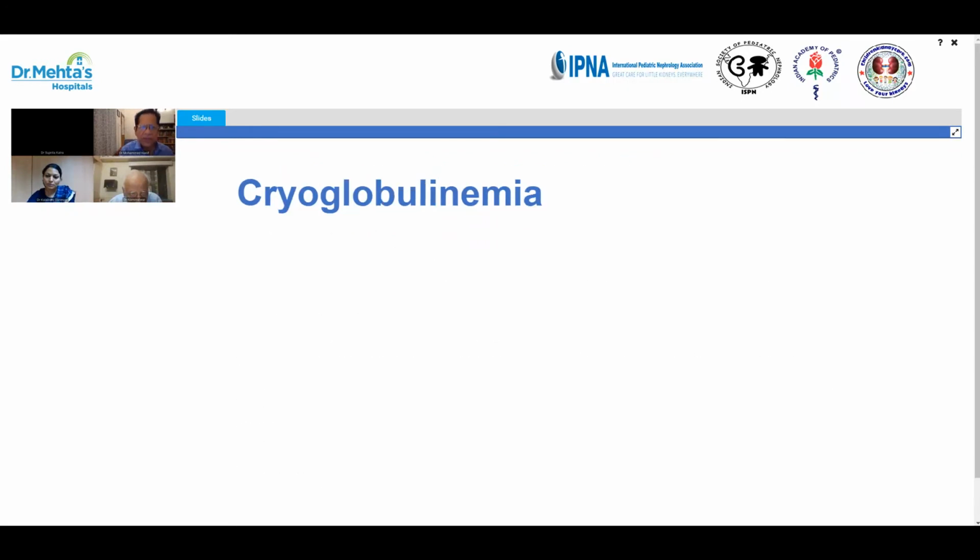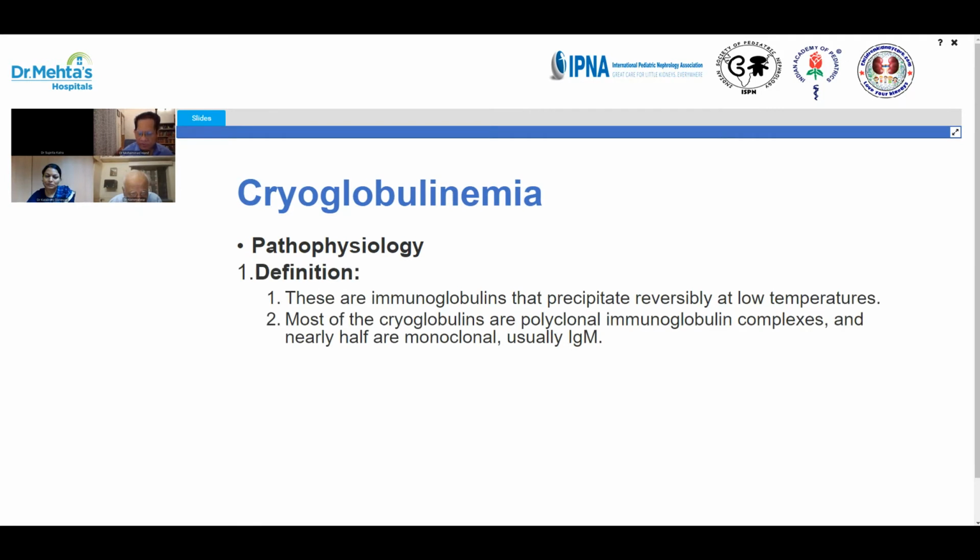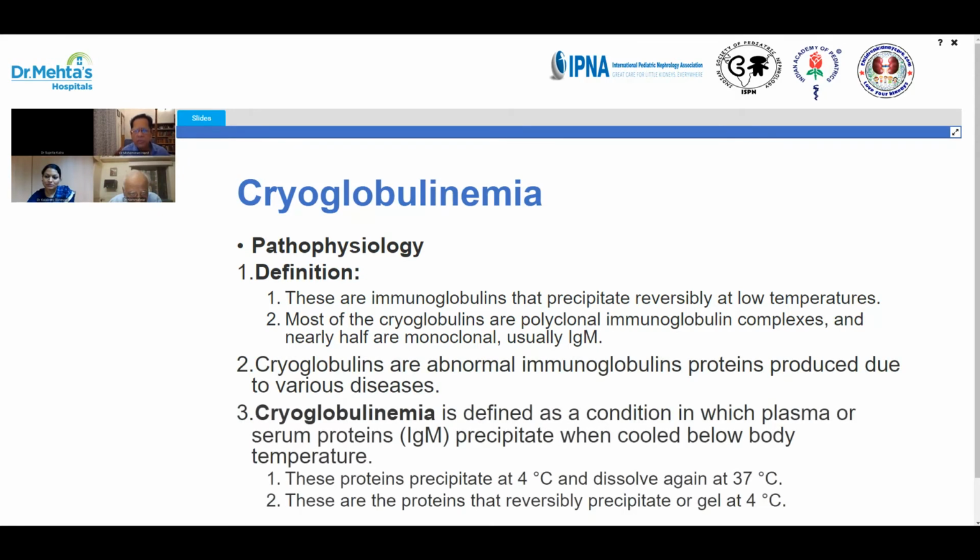Cryoglobulinemia. This is an immunoglobulin that precipitates at low temperature. Most cryoglobulins are polyclonal immunoglobulin complexes, and nearly half are monoclonal. Cryoglobulin is defined as a condition in which plasma and serum protein of IgM precipitate when cooled below body temperature. This protein precipitates at 4 degrees centigrade and dissolves again at 37 degrees. These are proteins that reversibly precipitate or gel at 4 degrees centigrade.